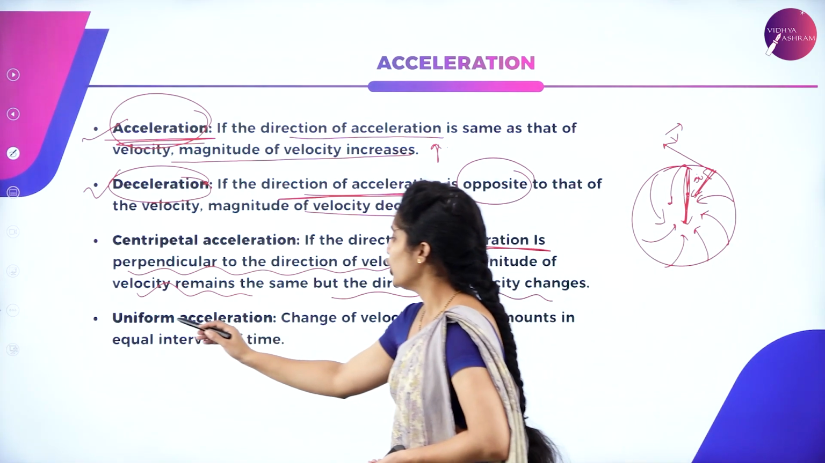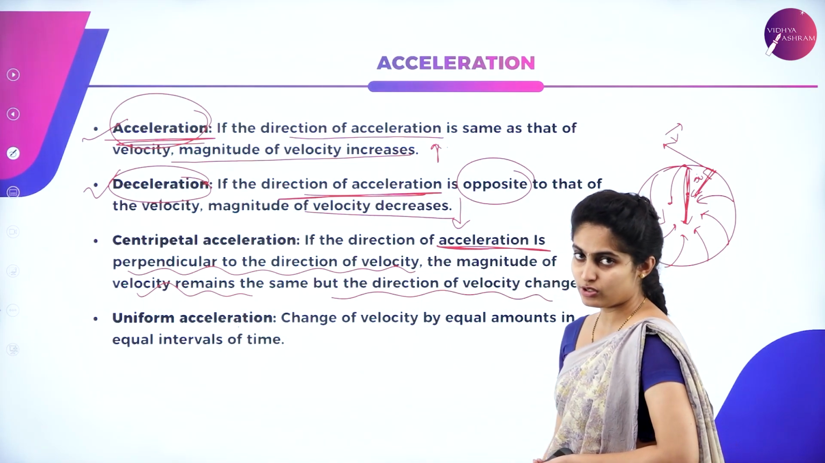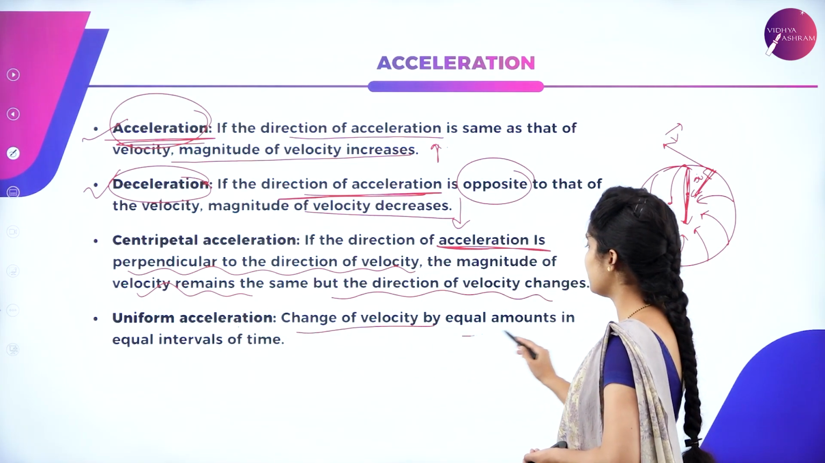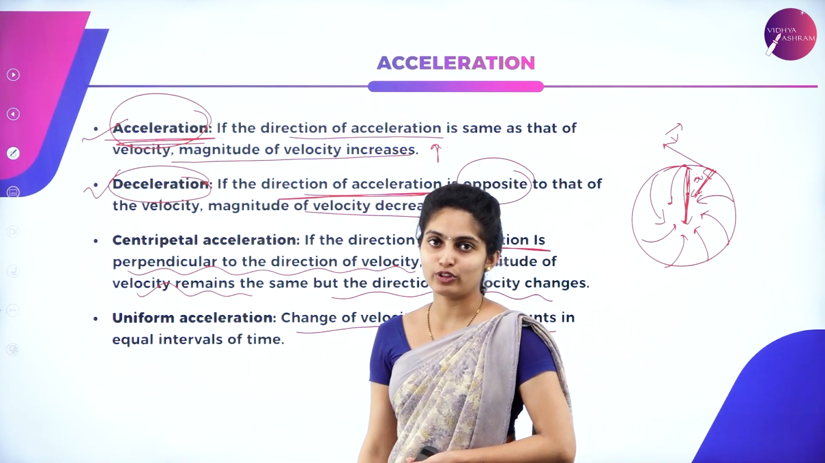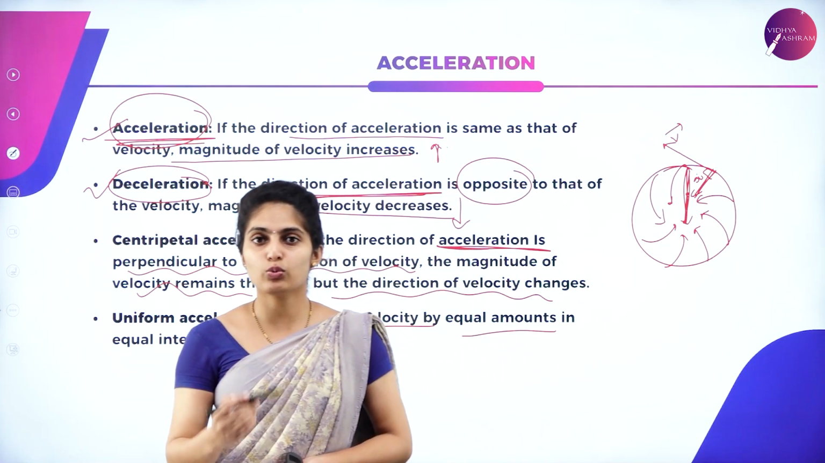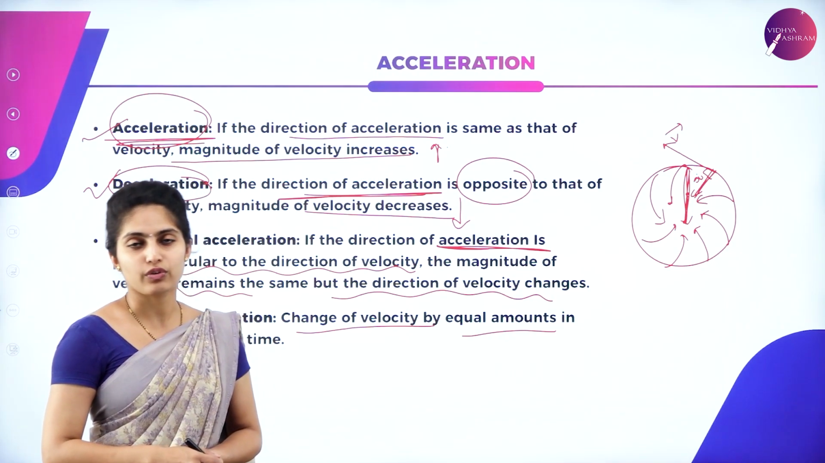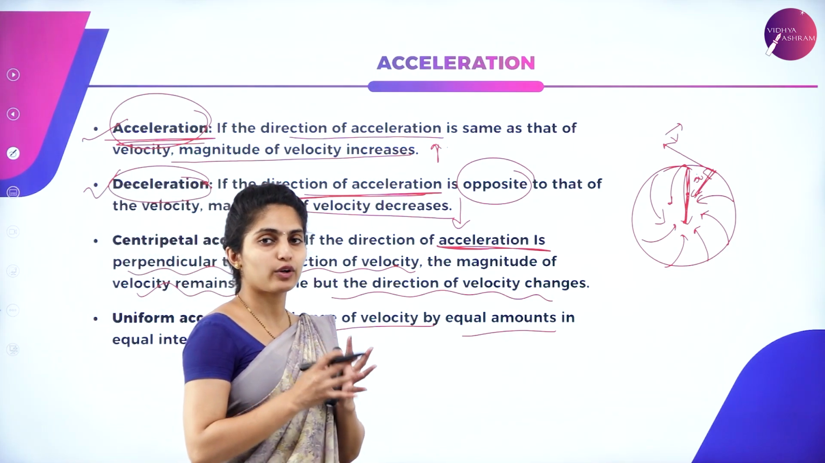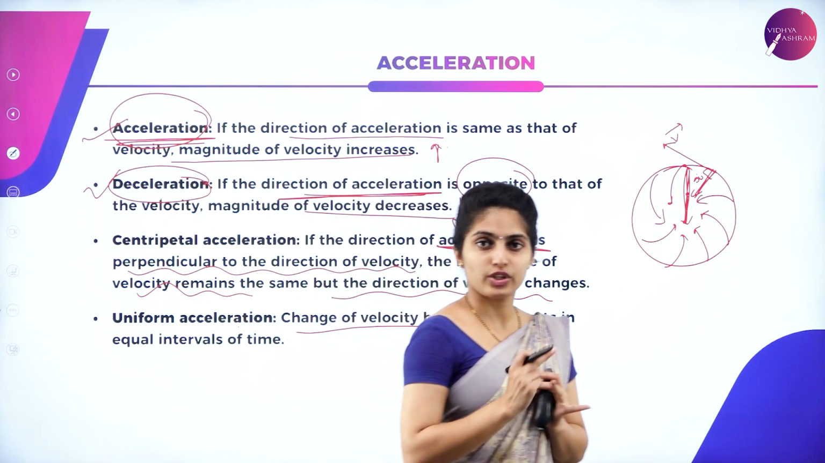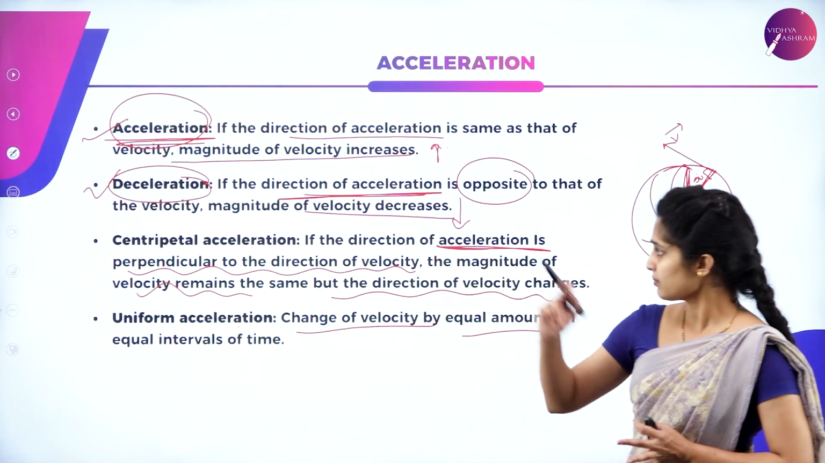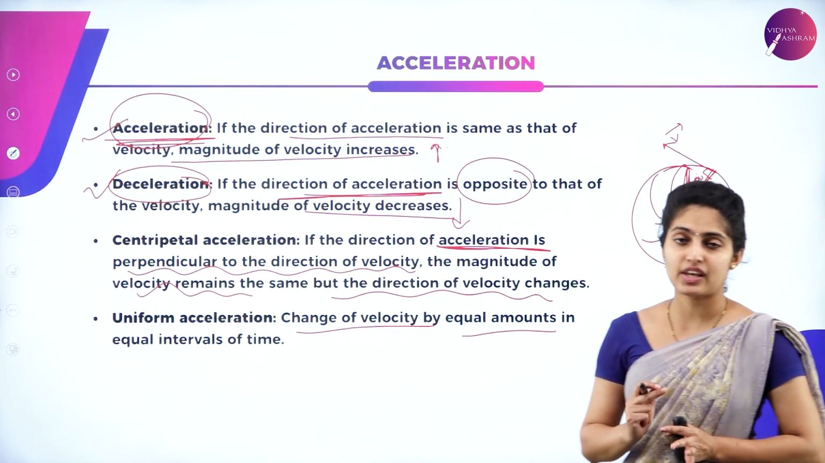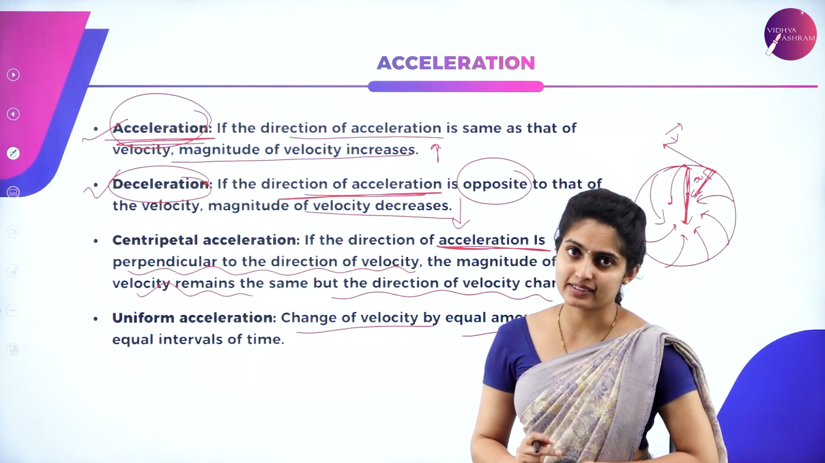And then you have uniform acceleration, which means the velocity changes by an equal amount in equal intervals of time. Every time there is an equal change in its velocity, because of which you call it uniform acceleration. So now I hope you got it: acceleration, deceleration, centripetal acceleration, as well as uniform acceleration.